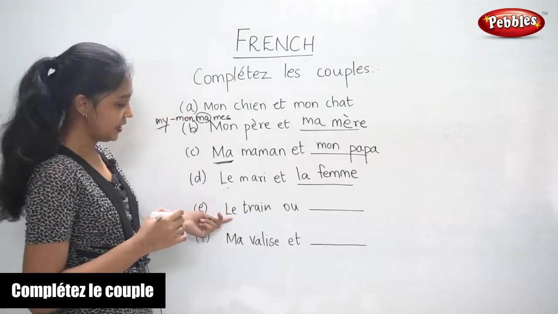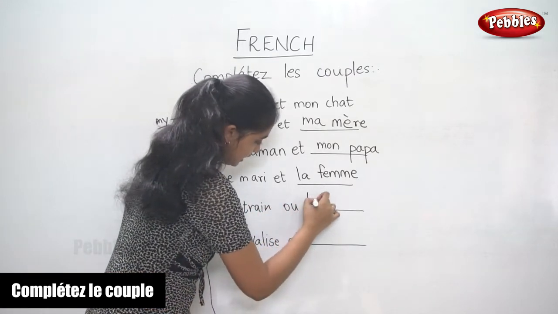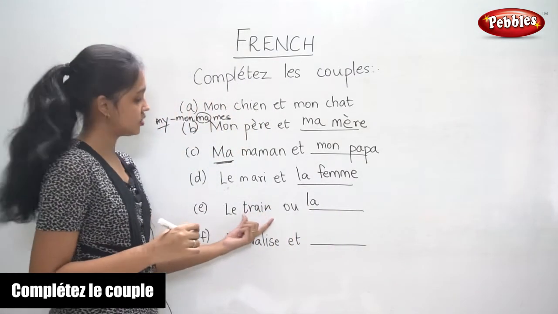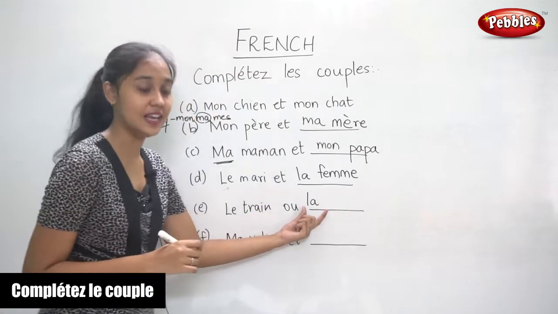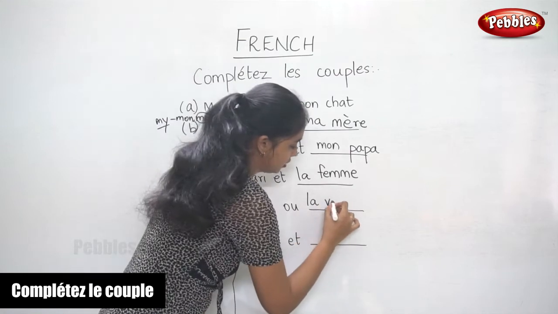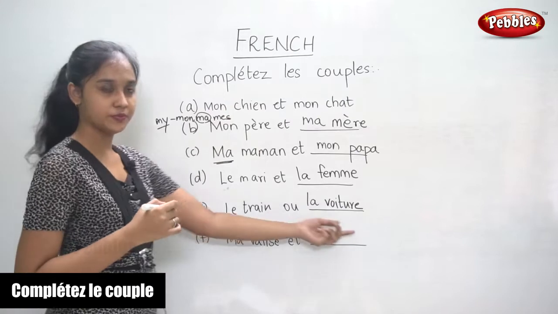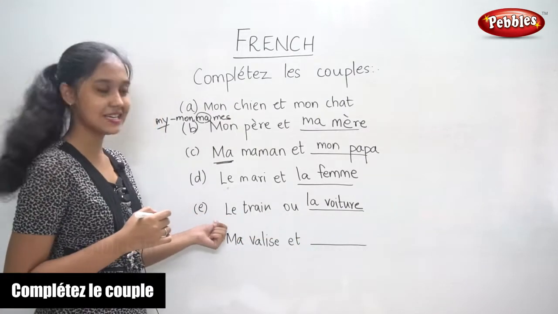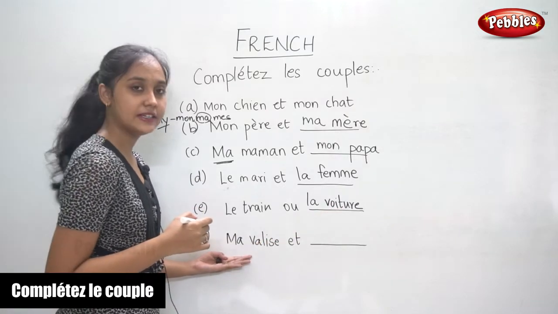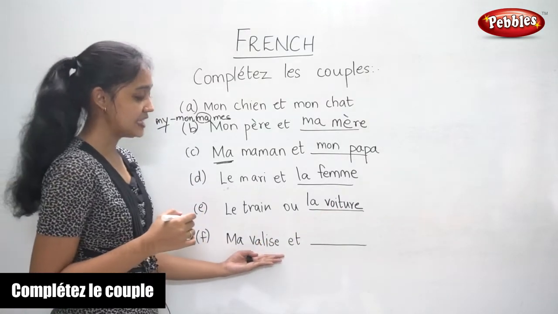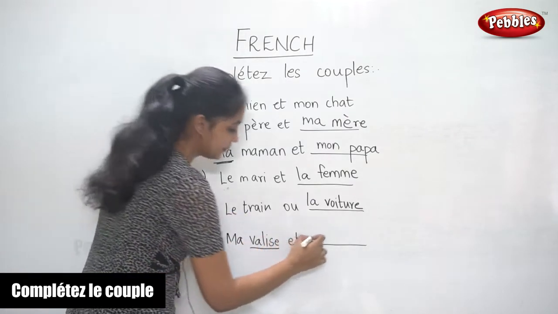The next one, le train ou la. So, the train is a vehicle. What other vehicle can be used here where we need to use la? I use voiture. So you can use anything here in this case to fill it up. I chose voiture.